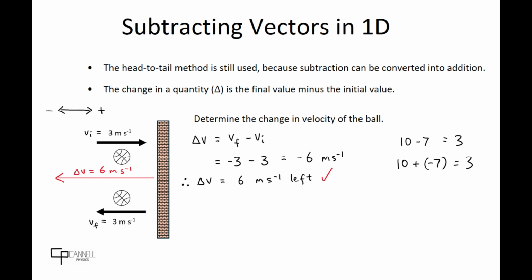Now this seems quite pointless, but we've done something very important here. We have introduced addition into a subtraction problem. So by the same logic, even though this is a change in velocity problem or a subtraction of vectors, we can still convert this into addition and therefore use the head-to-tail method. And this does become more important for two-dimensional problems, but I can still show you how it looks like in this one-dimensional problem, because it's always good to start simple.